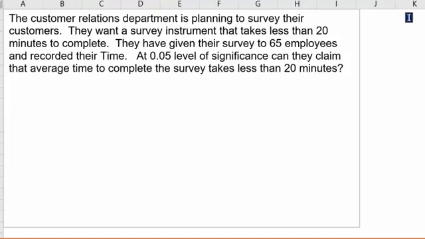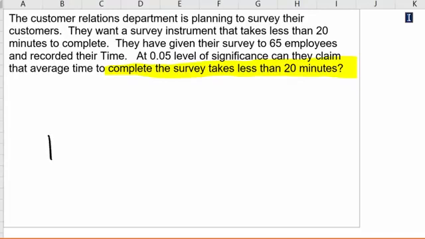So we are doing a hypothesis testing about the mean. Mean here would be the average time it takes to finish a survey. Now, what they want is to have less than 20 minutes to complete this survey. We want mu to be less than 20 minutes, and we want to know if this can be supported with our data.